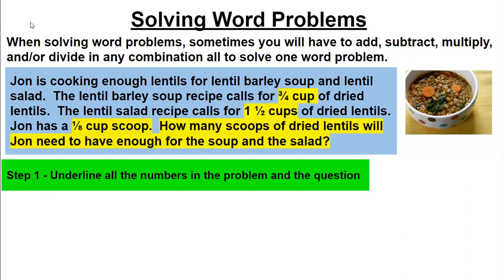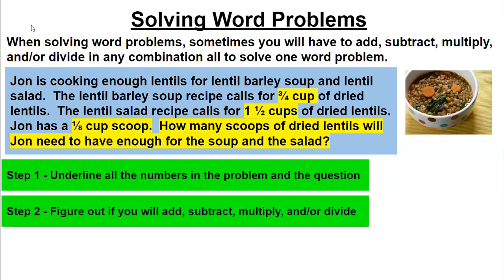So we have 3/4 of a cup. That's the lentils. We know the salad requires 1.5 cups. So the soup requires 3/4 of a cup, the salad requires 1.5 cups. And we know that we have a scooper that will only scoop up 1/8 of a cup every time. So how many scoops are we going to need to make the soup and the salad? Okay, so that's what we've highlighted.